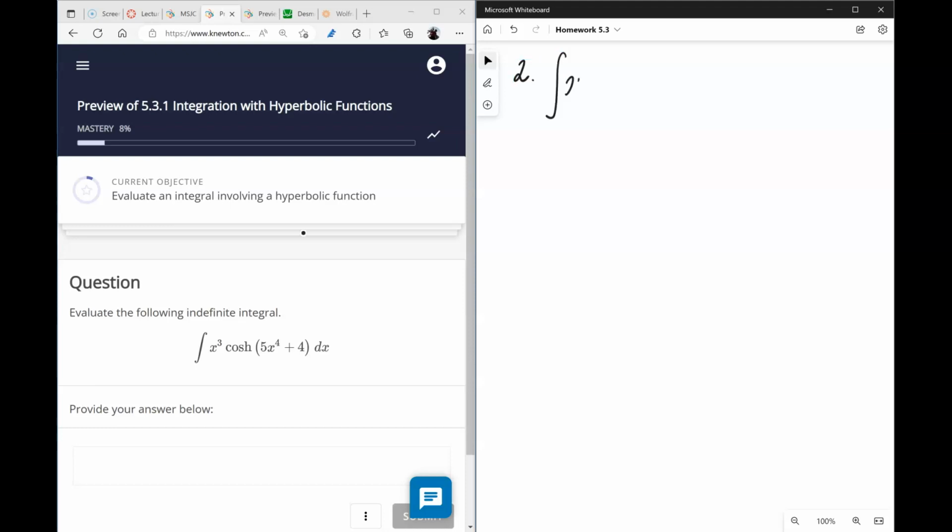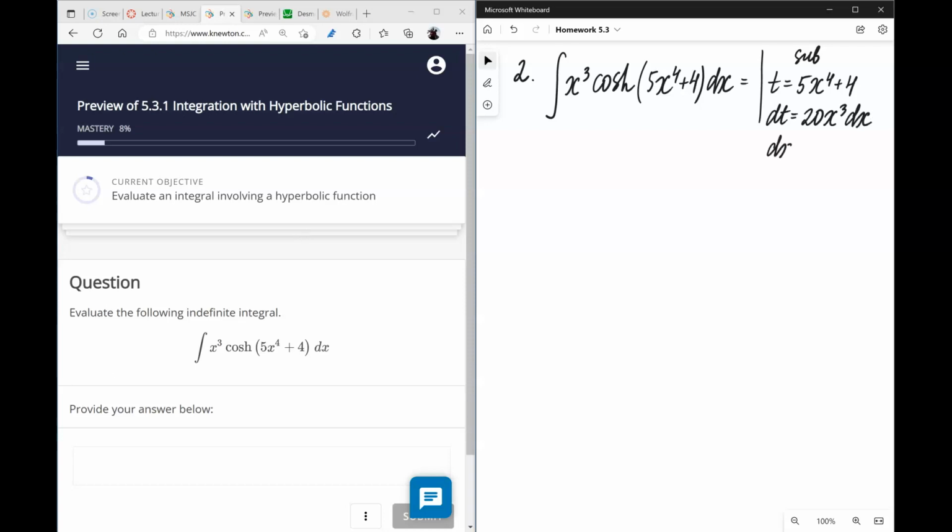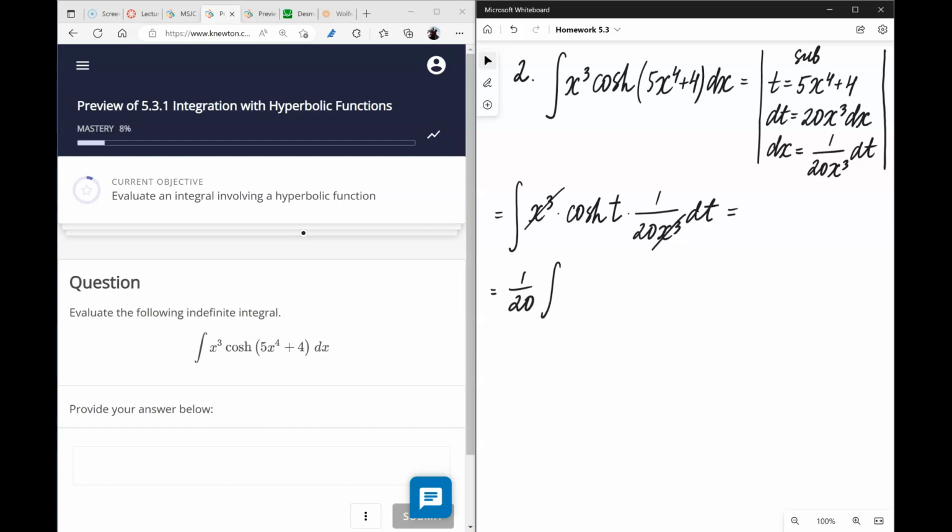We have an integral of x cubed hyperbolic cosine of 5x to the 4 plus 4 dx. And I see the pattern here, so my substitution will be what's inside of the hyperbolic cosine. Why? Because when you take the derivative, you're going to have 20x cubed dx. So dx can be replaced with 1 over 20x cubed dt. And if you look at the integrand, you'll see what's going to happen next. We have x cubed hyperbolic cosine of t, and instead of dx I'll put 1 over 20x cubed, and x cubed is gone. So 1/20 comes out, and integral of hyperbolic cosine is just hyperbolic sine.